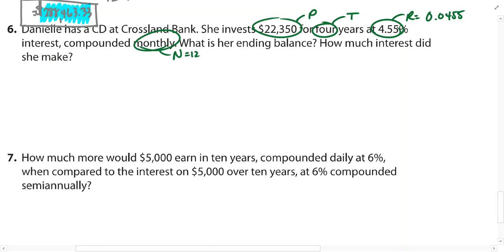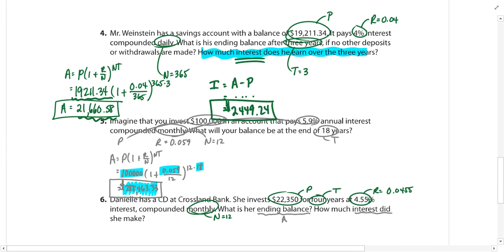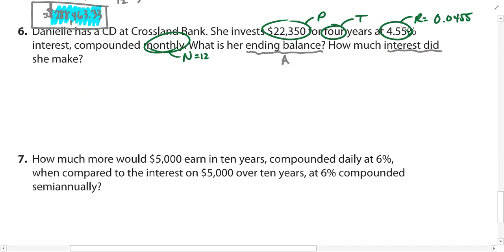Most of the time in the real world, we do use an N value of 12. So our objective here is to find her ending balance, which is our ending amount, our A value, and also to calculate how much interest she earned. And that's going to be the same style of question that we saw back here in number 4. So pause the video now and try this one on your own. Resume playback in a moment to see my work.